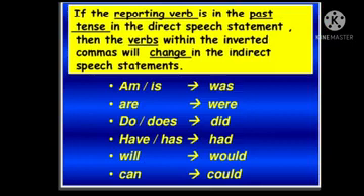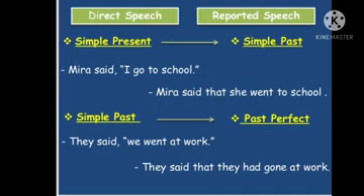If the reporting verb is in the past tense in the direct speech statement, then the verbs within the inverted commas will change in the indirect speech statement. Am and is will change into was. Are will change into were. Do and does will change into did. Have and has will change into had; will, would; can, could. You can see the changes perfectly.